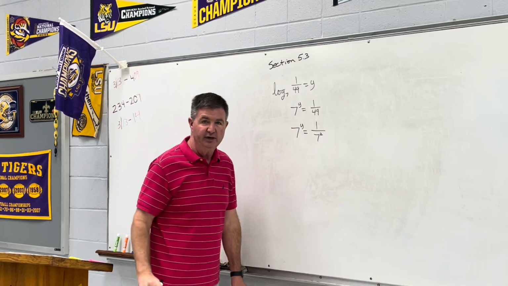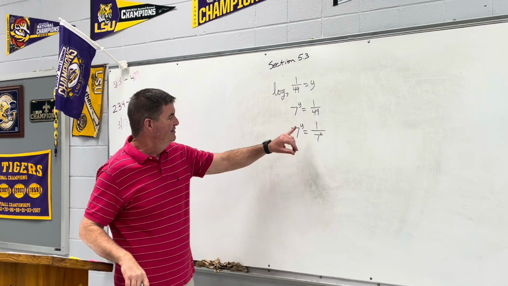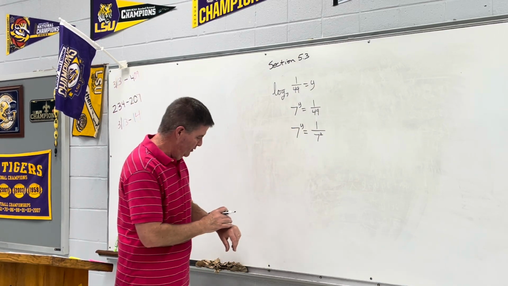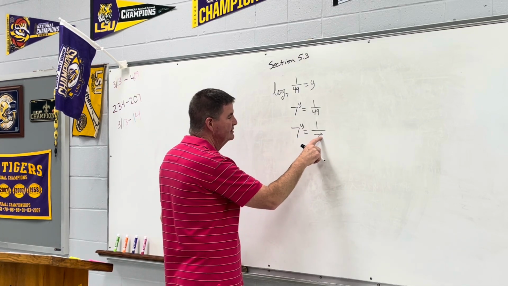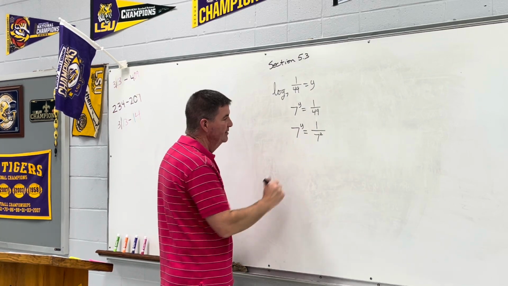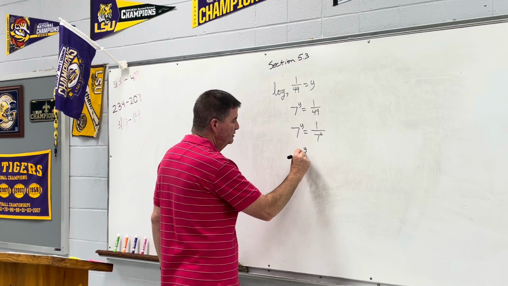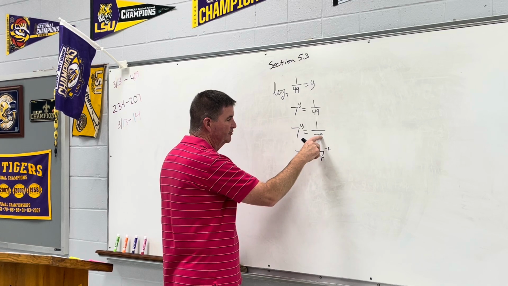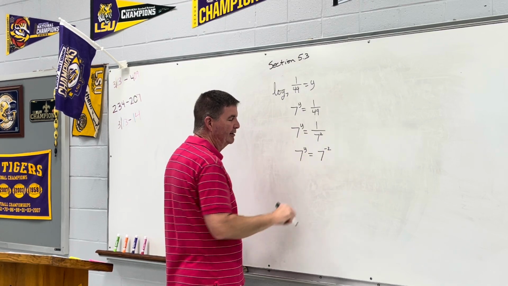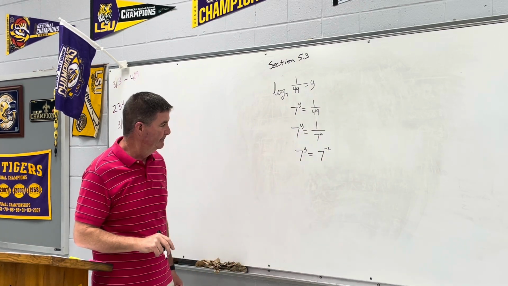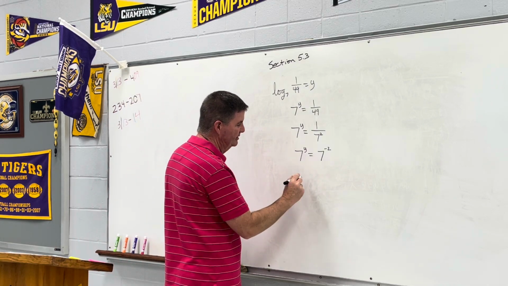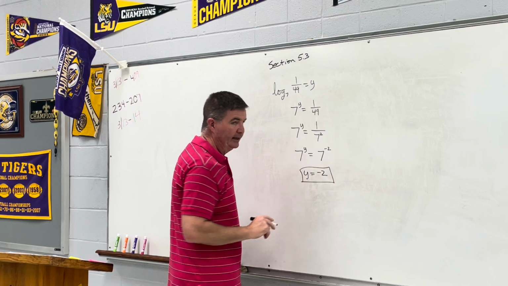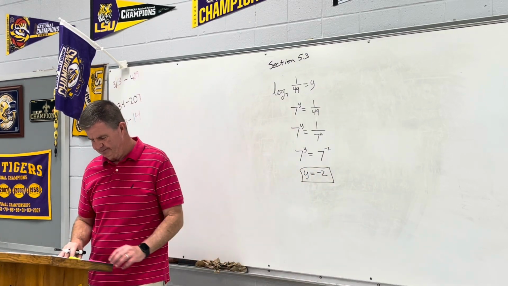7 squared equals 49. Now, this is 1 over 7. This is 7 over 1. So what I need to do is rewrite this with 7 in the numerator. So this will be 7 to the y equals 7 to the negative 2, because from the bottom, I can bring it to the top by writing it as a negative exponent. Therefore, now the bases are the same, so the exponents must be the same. Y equals negative 2.